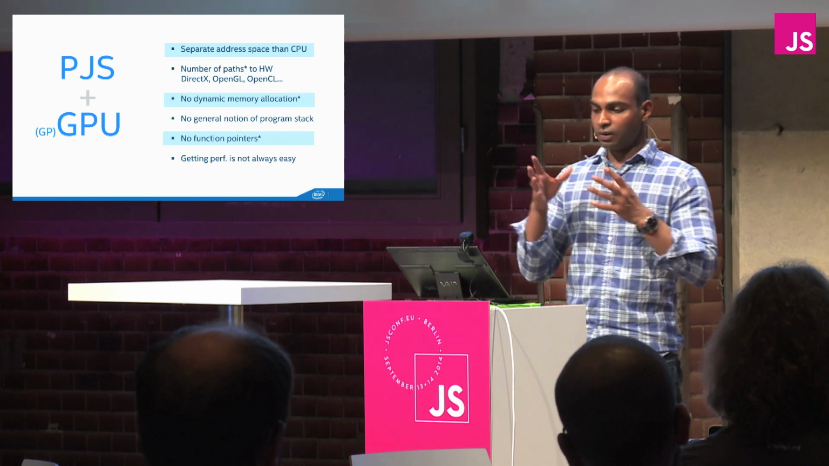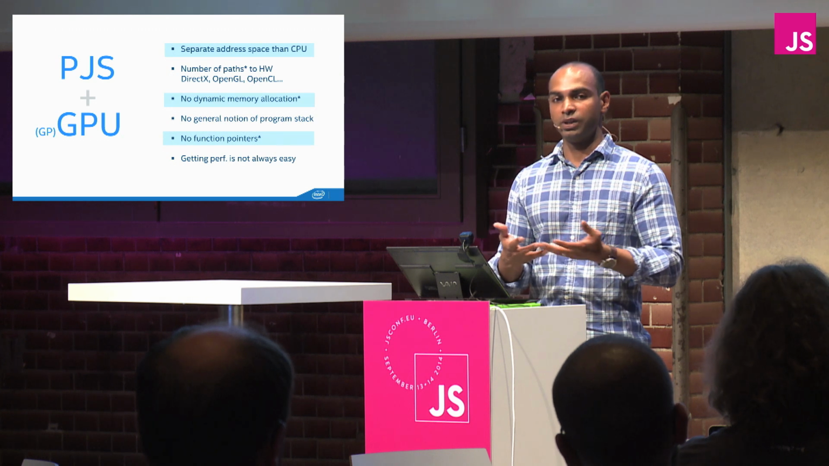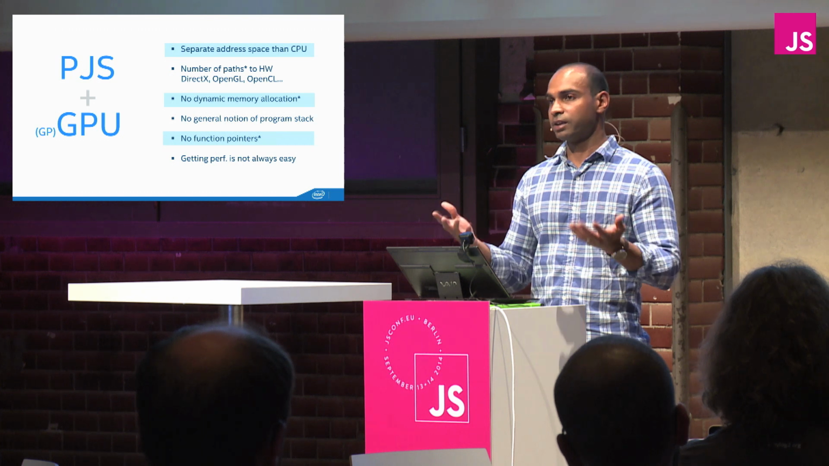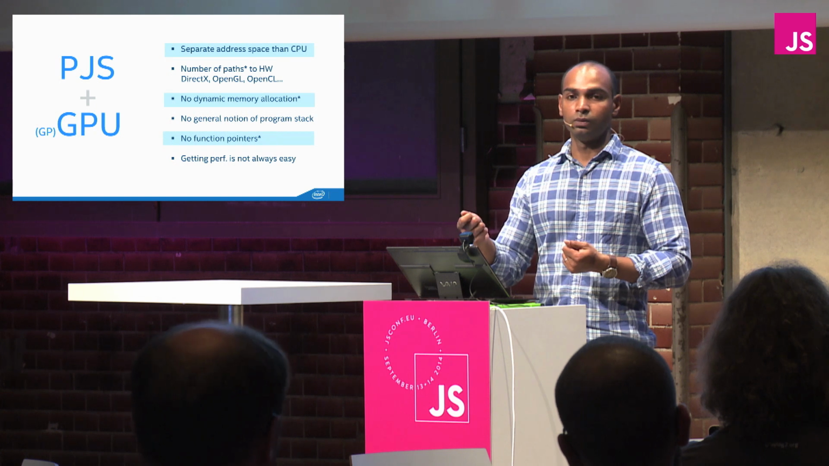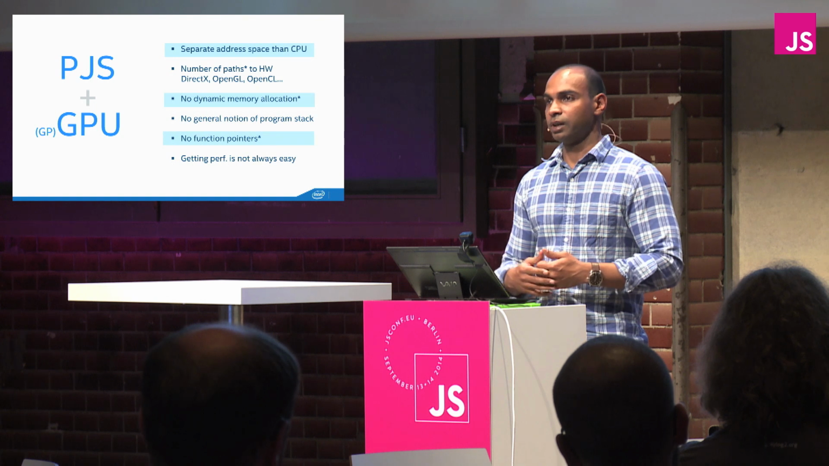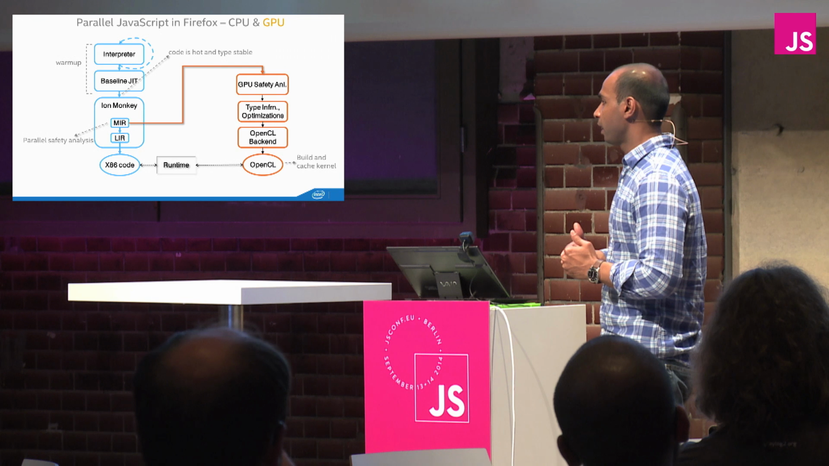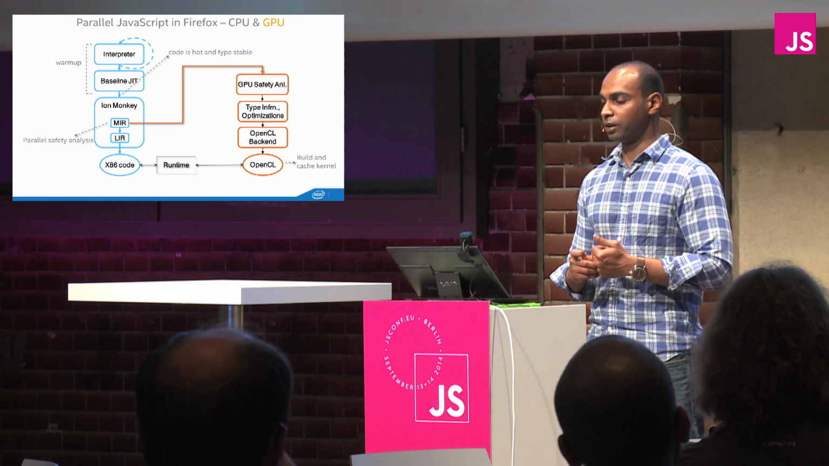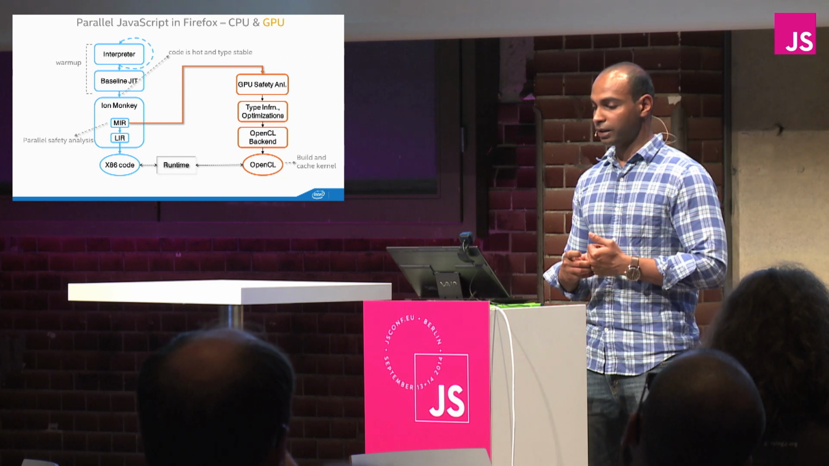So our approach is to basically take this high-level specification in PJS and let the browser runtime figure it out. The browser runtime has perfect knowledge of what the platform is, right? It can query GPU capabilities. It can do all of that. So the idea is to just let the browser runtime do it transparently. So we have actually implemented a backend that takes your JavaScript and compiles it to run on GPU, and we've implemented it within Firefox.